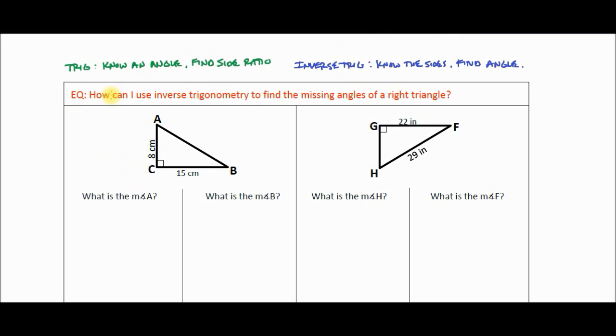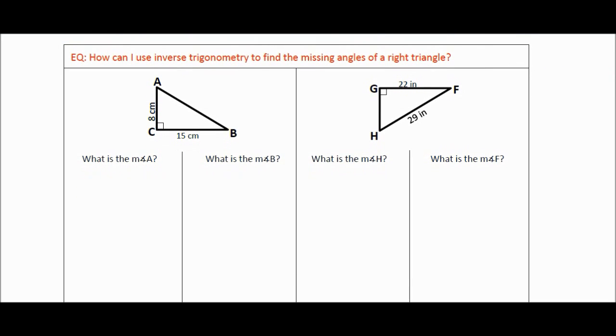Here's your essential question. How can I use inverse trigonometry to find the missing angles of a right triangle? So let's go ahead and scroll up, and we'll go do this. Here is a sample triangle, right triangle, ABC. We know the lengths of the two legs of this triangle. And the question is, what is the measure of angle A? What's the measure of angle A?